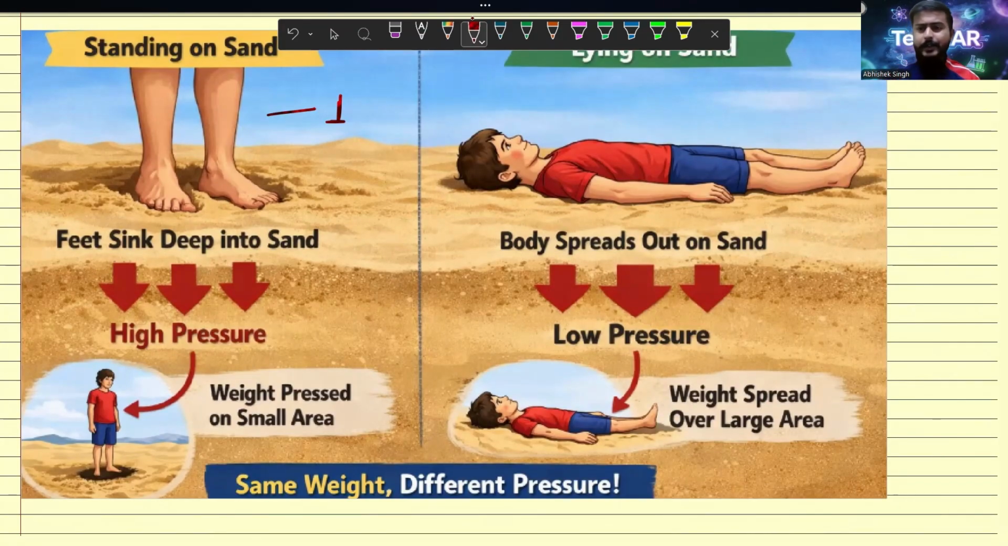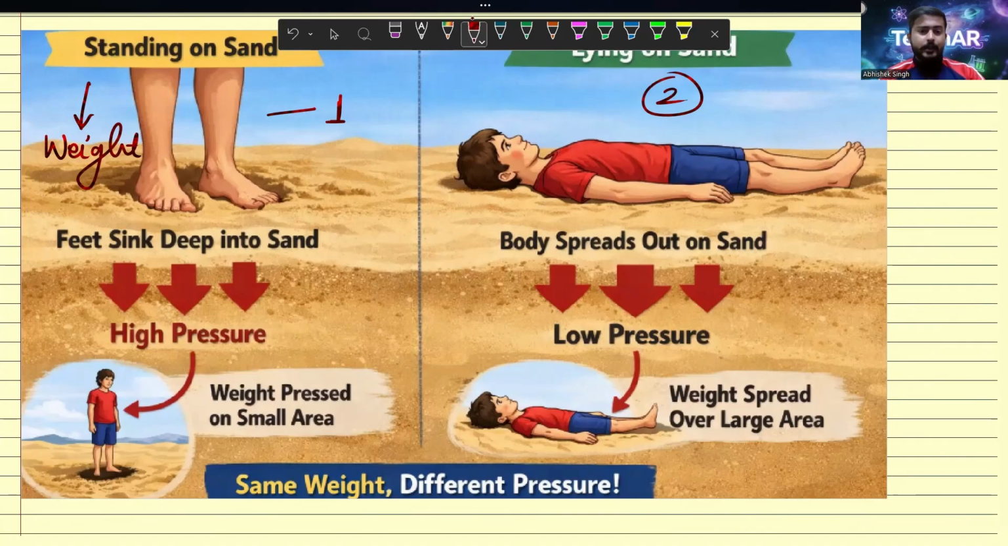We all know that whenever we stand, sit, or sleep, our body is being attracted by the earth, and the force that acts downwards is our weight. So if I am standing, my weight is the same. If I am sleeping, my weight is the same. Now let's take the example of this second picture where the boy is sleeping on the sand.